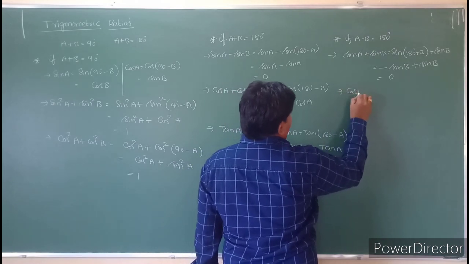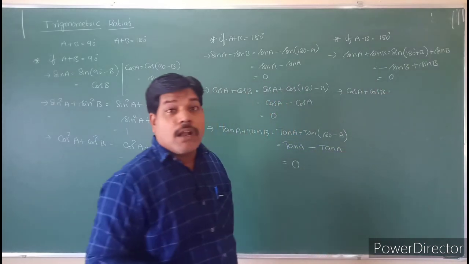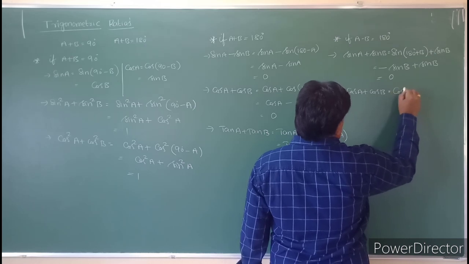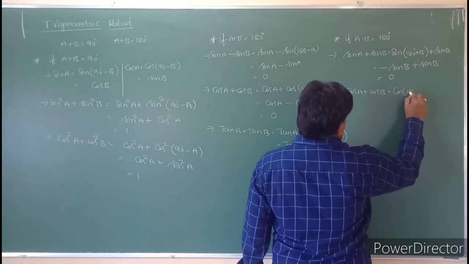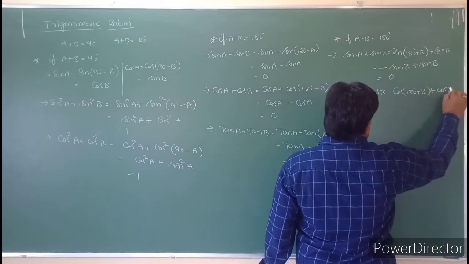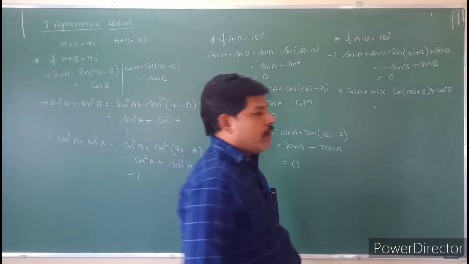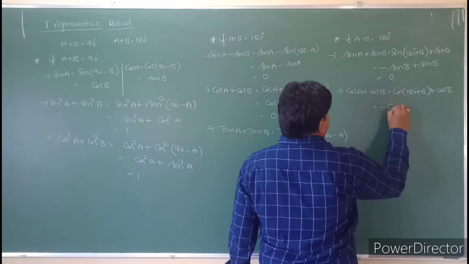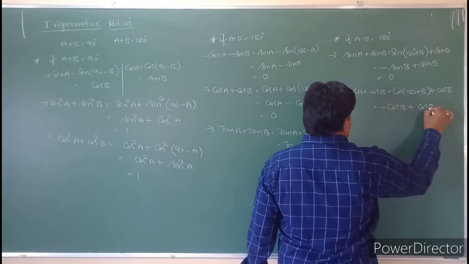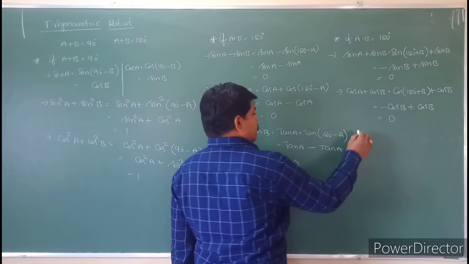Similarly, you can take cos a plus cos b. So what is cos a plus cos b? Same, students. So cos of, in the place of a, you can write 180 degrees plus b, plus cos b. So 180 plus means it is in the third quadrant. In the third quadrant, cos is negative. So what will we get? Minus cos b plus cos b. So it will become 0.